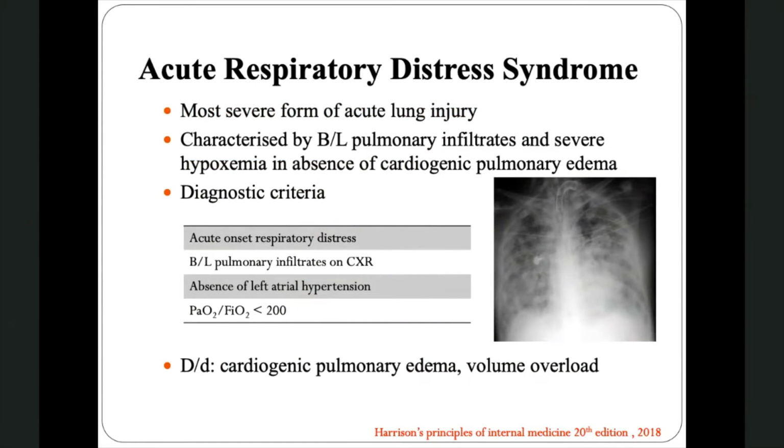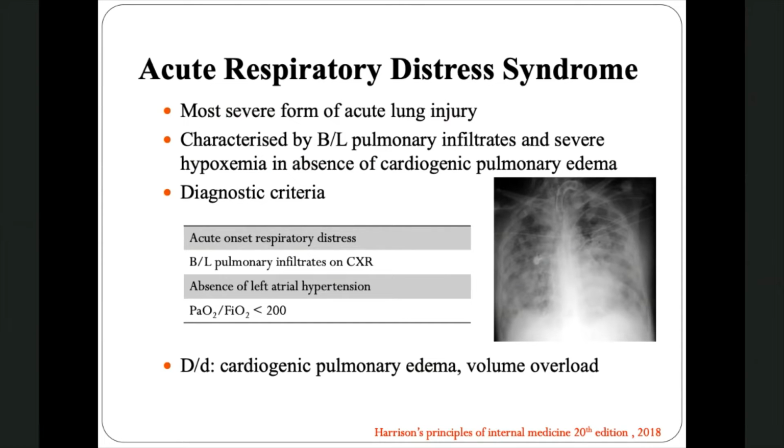Now let us come to ARDS. So ARDS is the most severe form of acute lung injury, and it is characterized by bilateral pulmonary infiltrate leading to severe hypoxemia in absence of cardiogenic pulmonary edema. This is very important. It should not be of cardiac origin. Cardiac condition leading to pulmonary edema is not ARDS. ARDS is occurring because of acute lung injury.